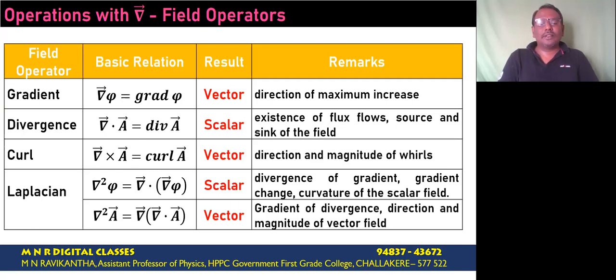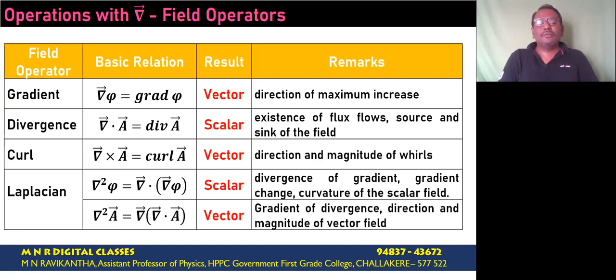Fourth one, Laplacian. It is written as del square phi. When the Laplacian is operated on a scalar function, it leads to a scalar quantity that is obtained by taking the divergence of the gradient of a scalar function. Divergence of the gradient of a scalar function gives us the Laplacian operator, which is a scalar quantity. Similarly, the gradient of the divergence of a vector quantity gives us again the Laplacian, which is a vector quantity.